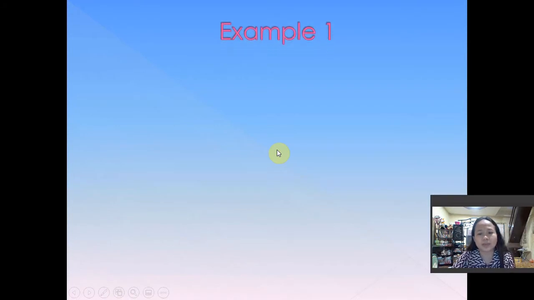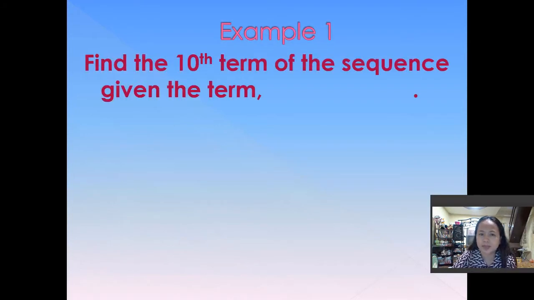Example number 1. Find the 10th term of the sequence given the nth term is equal to 5n minus 1. So take note, we will be looking for the 10th term, and we are only given this general term, the nth term is equal to 5n minus 1. So how do we solve for it?